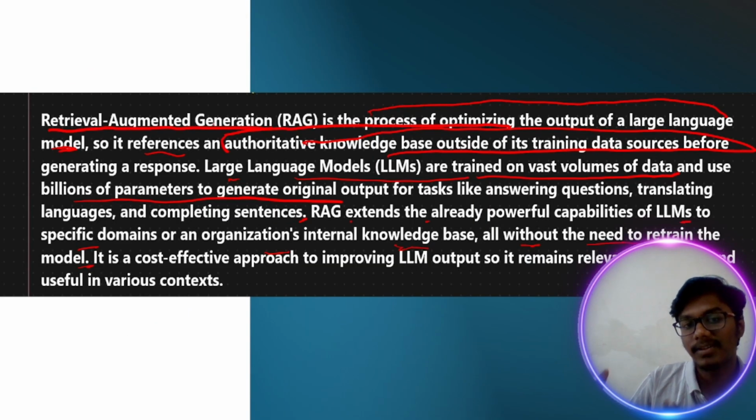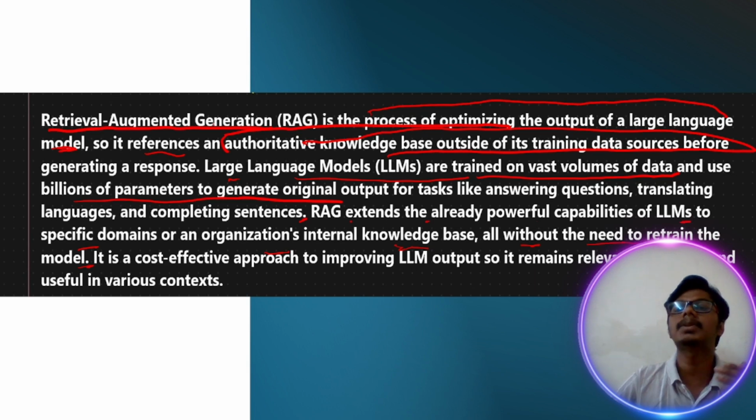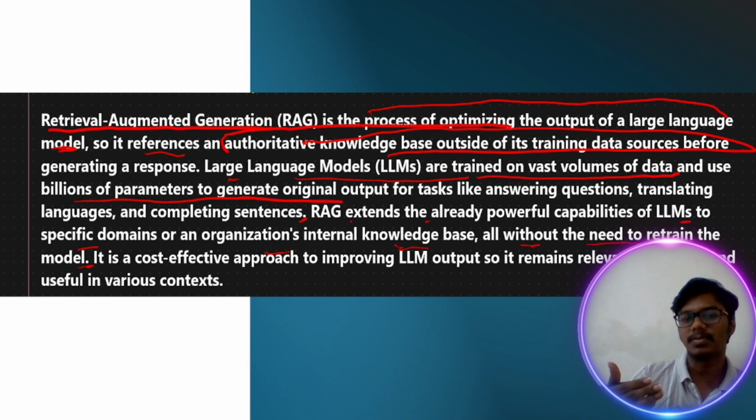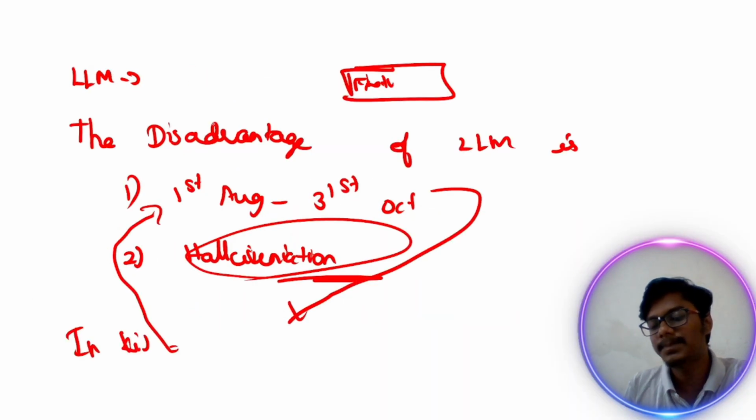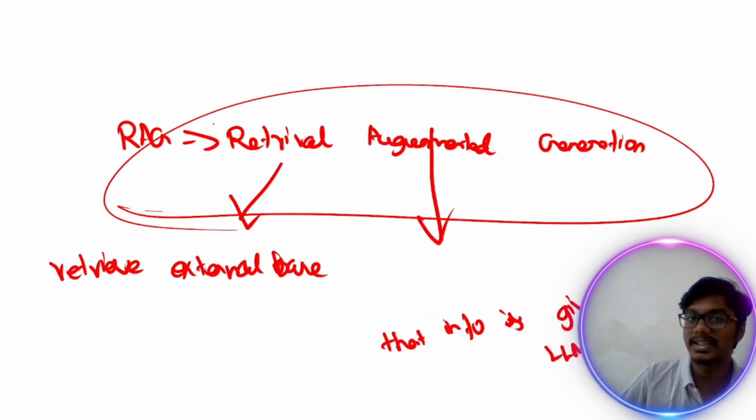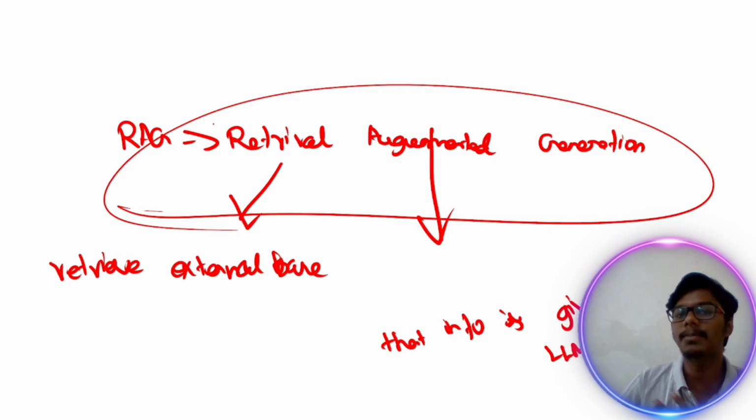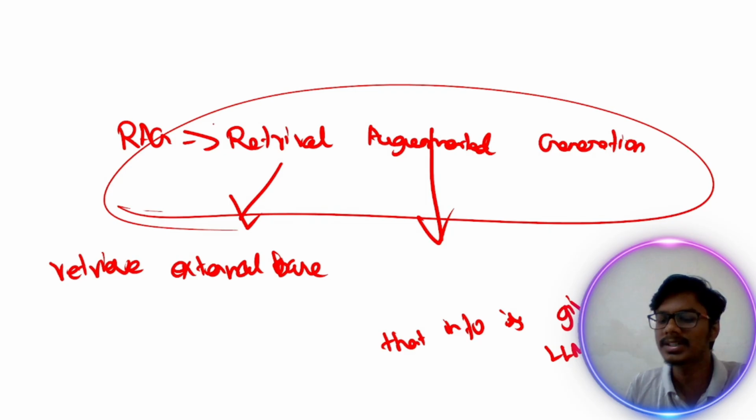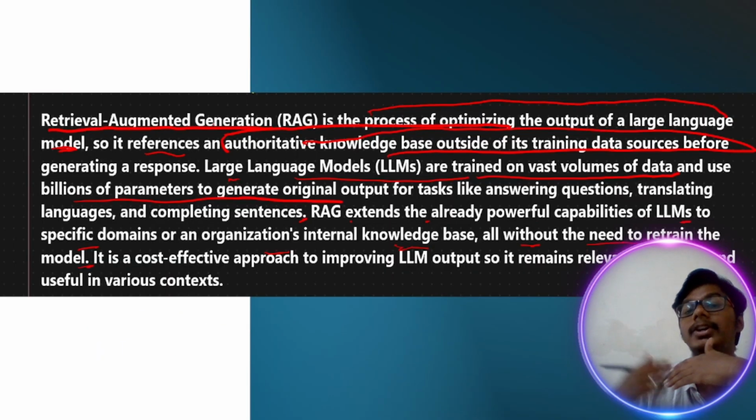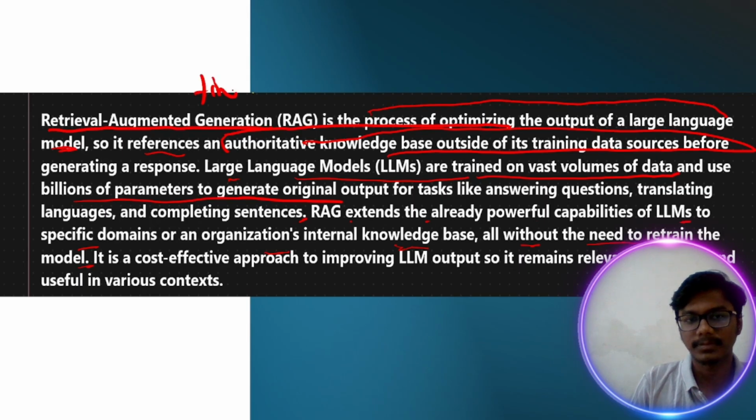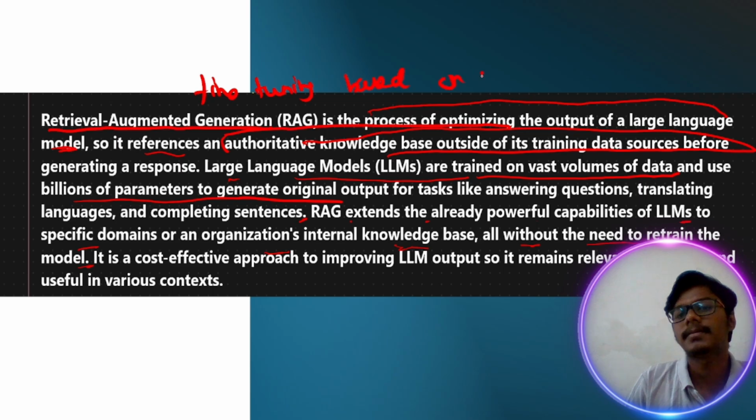RAG is nothing but retrieval augmented generation. We are going to optimize the large language model so that it references an authoritative knowledge base. Now ChatGPT knows what services KishoreLytics is providing, what terms and services KishoreLytics is providing, and what legal policies KishoreLytics has. Now the large language model knows, right? We fine tune the model based on our internal knowledge base.